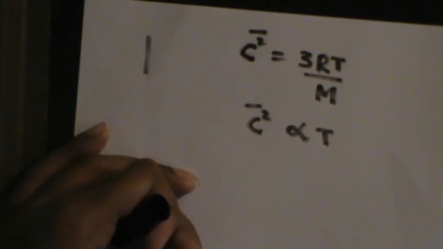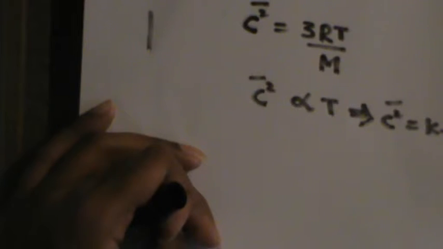So if c squared bar is 3RT by m, for two temperatures for the same gas, you know that m is a constant, so c squared bar is directly proportional to T, because since m is a constant, 3R by m is a constant. So c squared bar is k times T, a constant times T, so c squared bar is directly proportional to T.